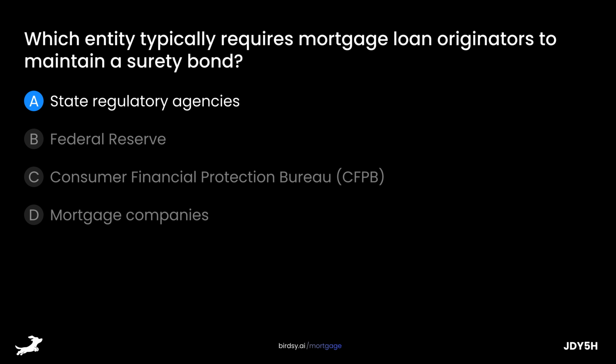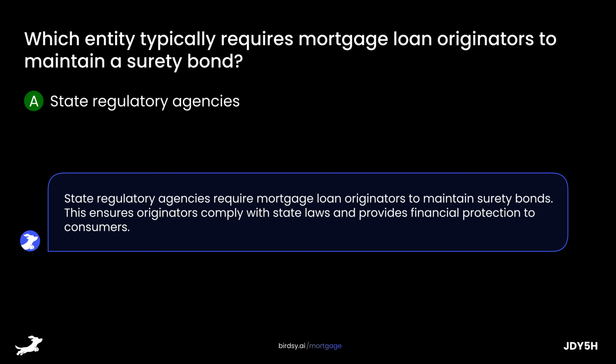Is it A, state regulatory agencies, B, Federal Reserve, C, Consumer Financial Protection Bureau, or D, mortgage companies? The answer is A, state regulatory agencies. State regulatory agencies require mortgage loan originators to maintain surety bonds. This ensures originators comply with state laws and provides financial protection to consumers.